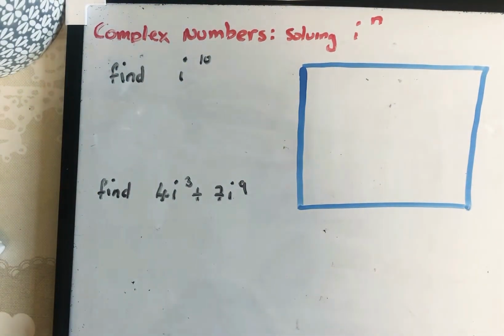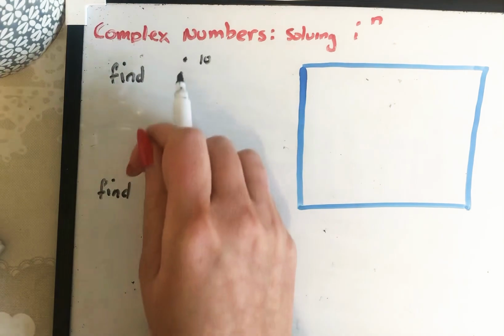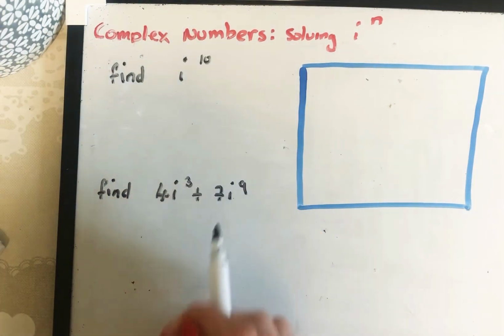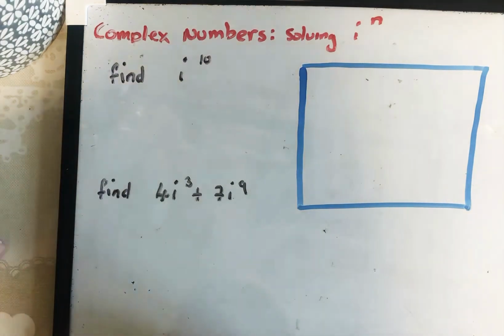In this complex number video, we're focusing on solving i to the power of n. So you may be asked to find, for example, i to the 10, or maybe, for example, 4i cubed plus 7i to the 9. Or instead of saying the word find, they may say the word evaluate. So before we even begin this question, we have to look at the following, which is really important.